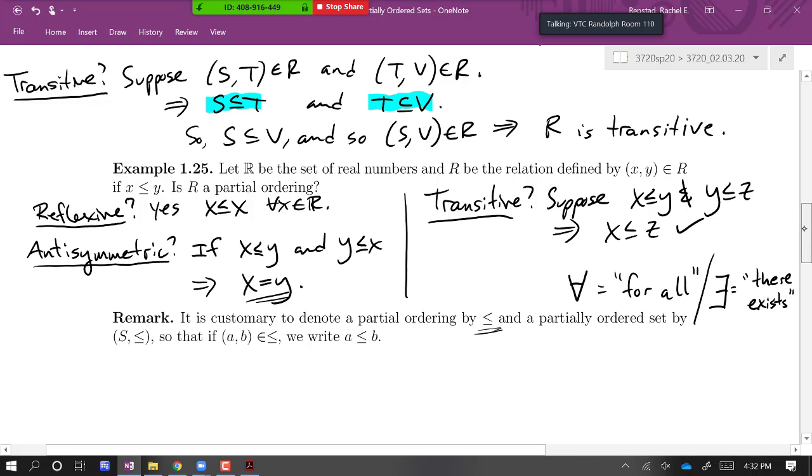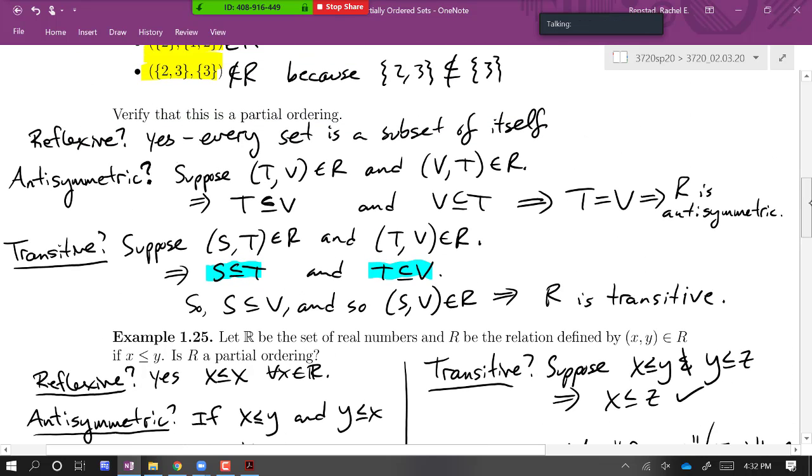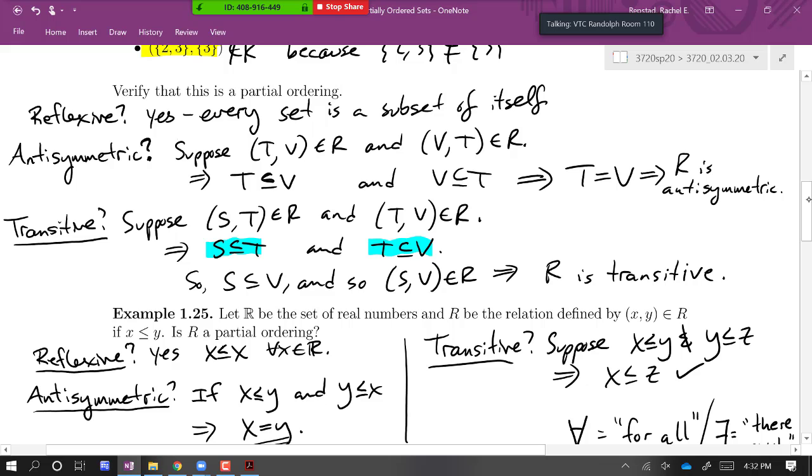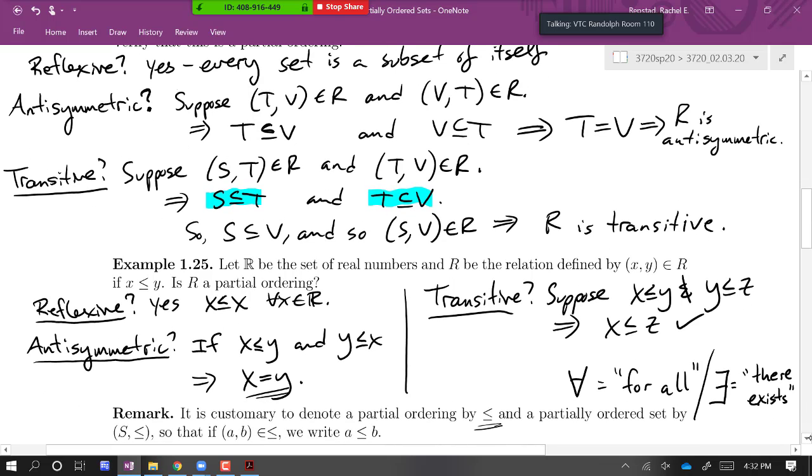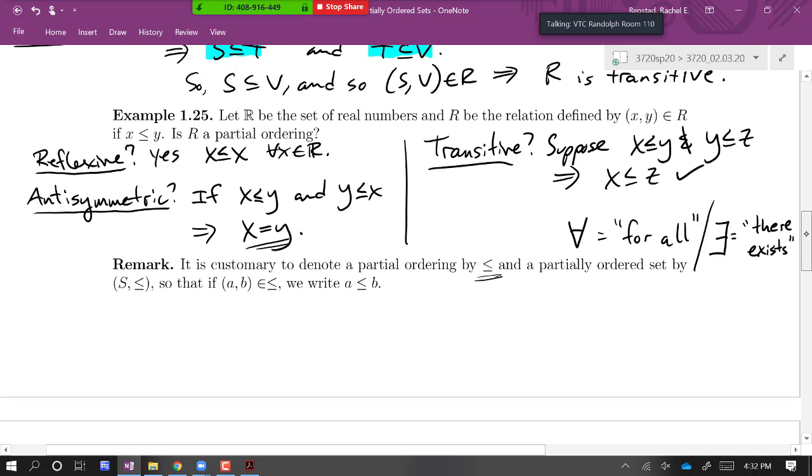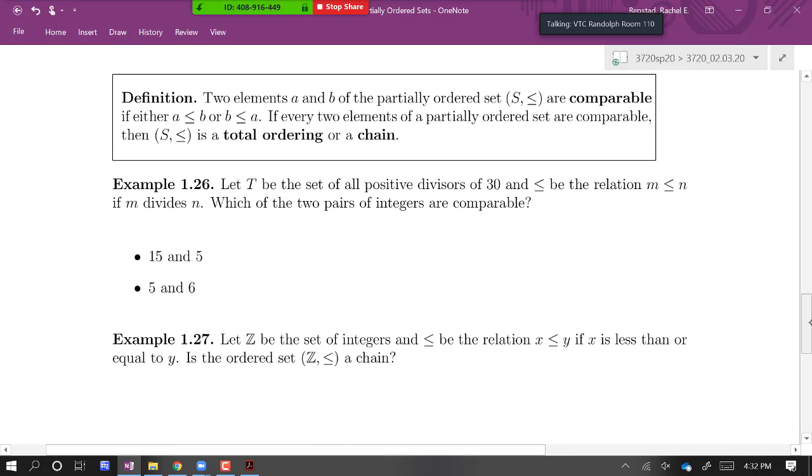Okay. Now, these two examples that we looked at, the sets and containment, defining that partial ordering that way, and then real numbers and less than or equal to. They're pretty similar, although they're different in a really important way. So on the next page, we have another definition.